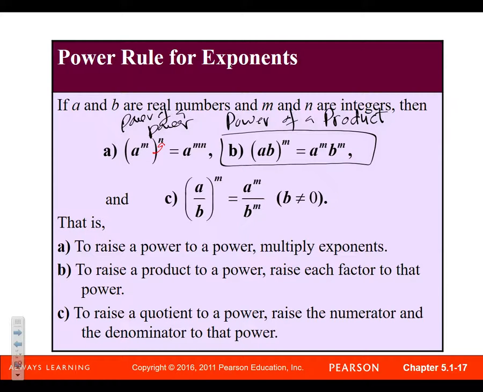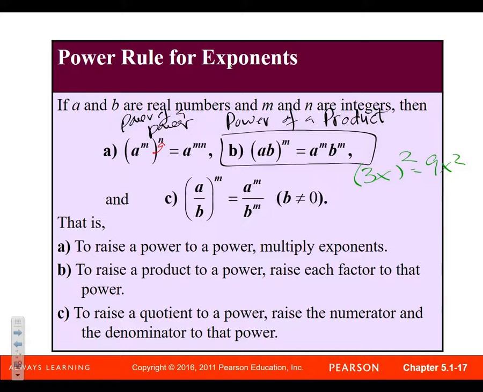Now, when you have the power of a product, what's really cool is it's like your distributive property. You're going to take A to the M and B to the M. So if you have A times B to the M, that's A to the M, B to the M. Same idea. Let's say I had 3x to the second. I can just say that is 3 to the second, which is 9, and x to the second.